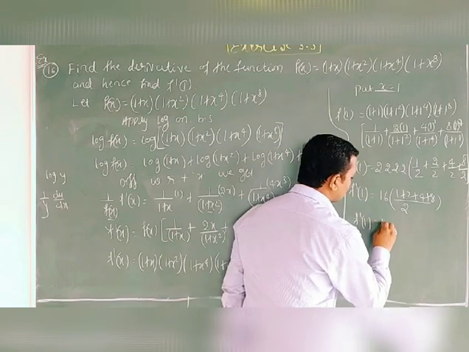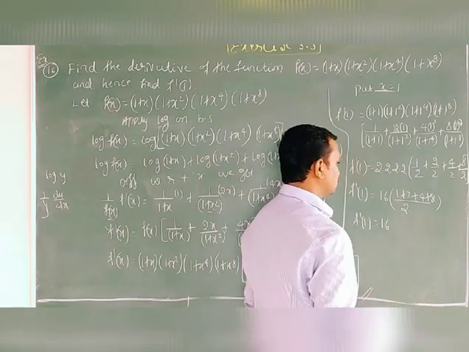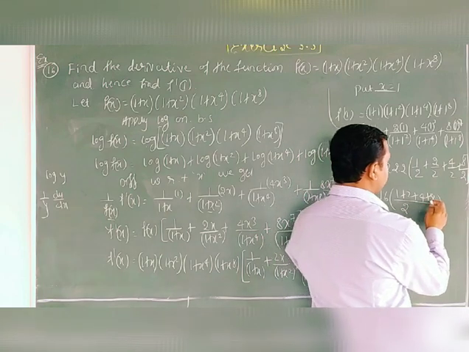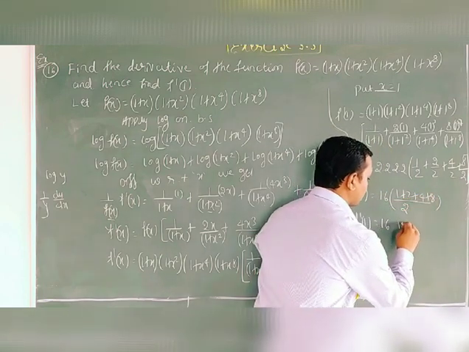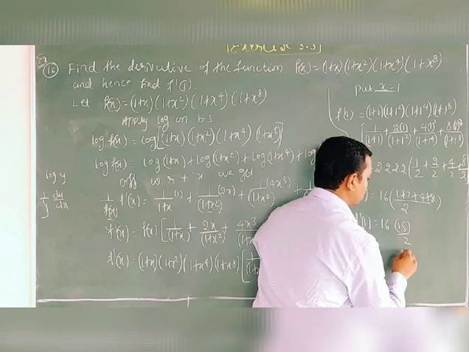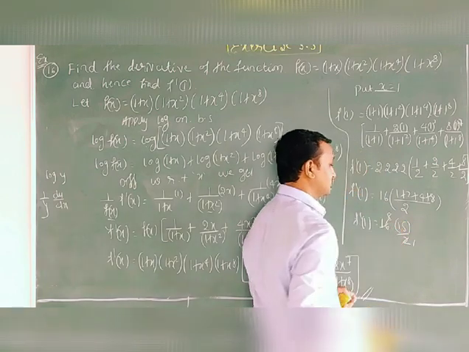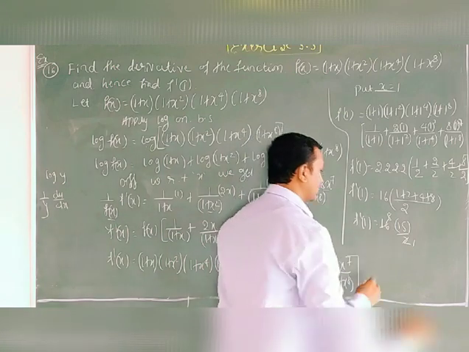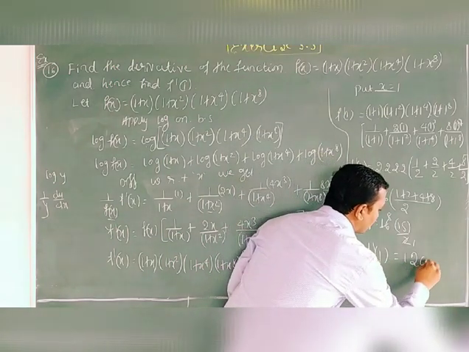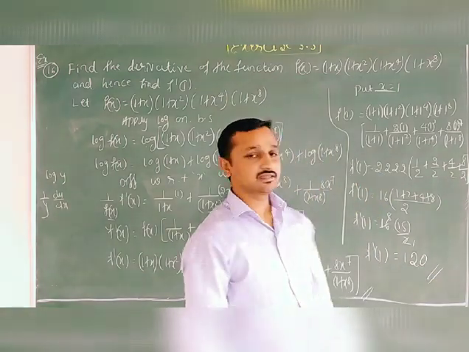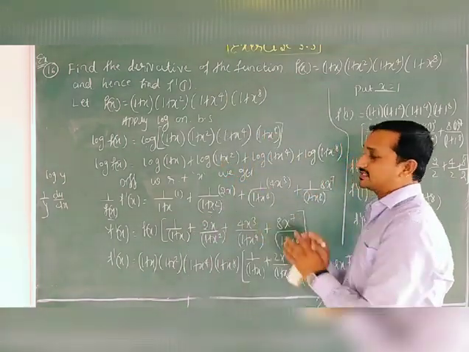So f dash of 1 is equal to 16 times 15 divided by 2. 1 plus 2 plus 4 plus 8 is 15. Two 8s are 16, so 15 times 8 is 120. So f dash of 1 is equal to 120, that is the answer. Clear? This is a very easy example, friends.